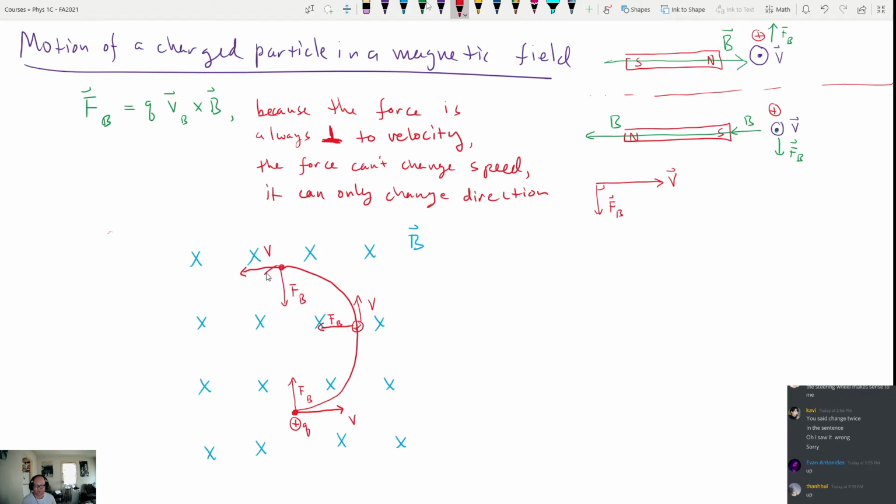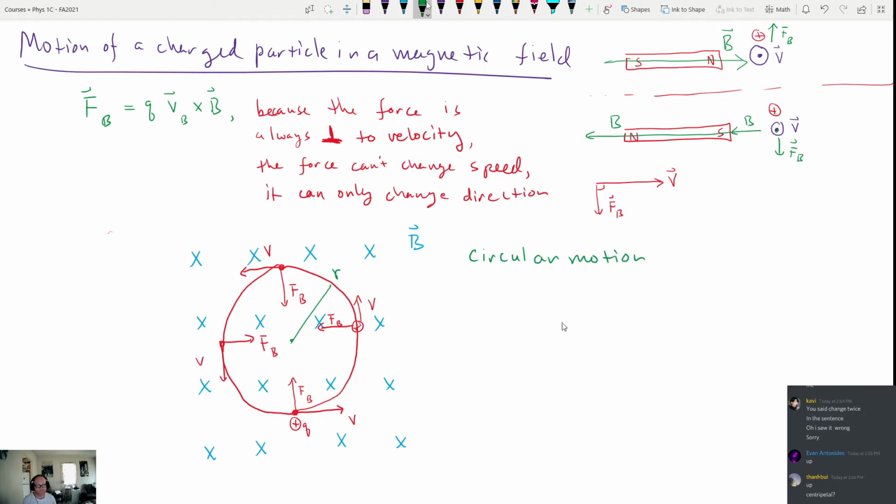Eventually it's going to get back to its original location. The particle is going to end up traveling along a circular path. It undergoes what we call uniform circular motion that you've learned about in your Physics 1A class, and it's going to be literally perfectly circular with a radius r. So the motion of a charged particle in a magnetic field, if its velocity is exactly perpendicular to the magnetic field, is going to produce a circular motion.